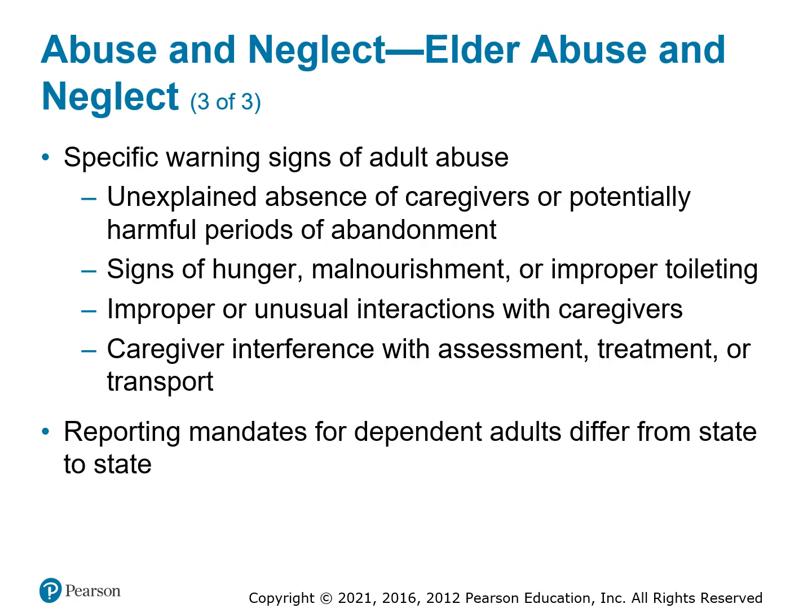Specific warning signs of adult abuse: unexplained absence of caregivers or potentially harmful periods of abandonment, signs of hunger, malnourishment, or improper toileting, improper or unusual interactions with caregivers, caregiver interference with assessment, treatment, or transport. Reporting mandates for dependent adults differ from state to state, so you need to know what your protocols are wherever you're at.